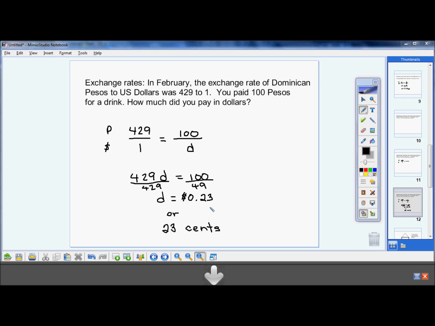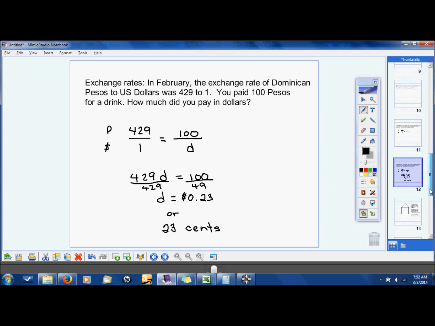Make sure you're rounding to the correct place value. Don't round it out here to the thousandths place or the 10,000ths place. Don't just round it to the tenths place. When you do this on a test or quiz, make sure that you're always rounding to an appropriate place value for what you're converting to. So 23 cents for that drink that somebody may have bought in the Dominican.